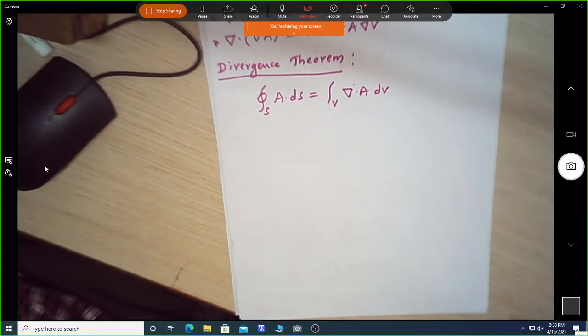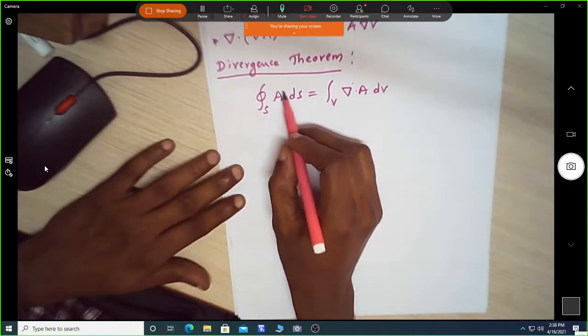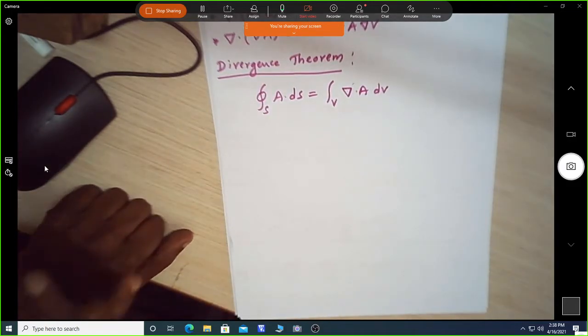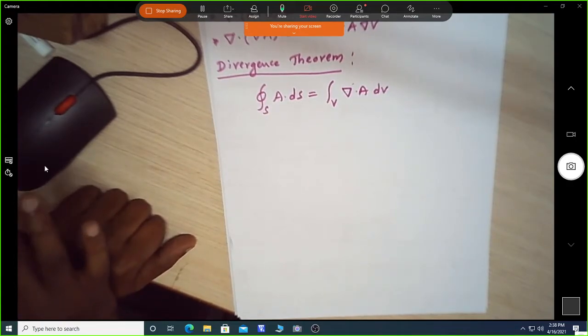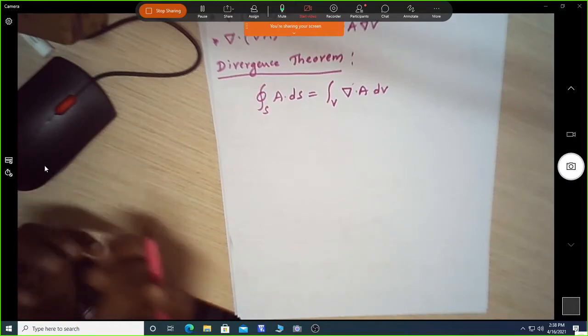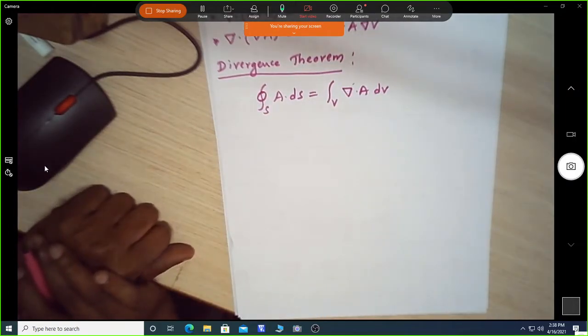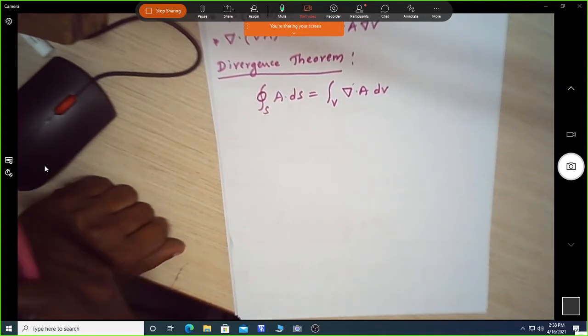What it actually states is the total outward flux of vector A. We have already defined A dot ds as the total outward flux. So the total outward flux of vector A through a closed surface. You can see here we have considered it as a closed surface. Now, as I said, the closed surface will lead to a volume.